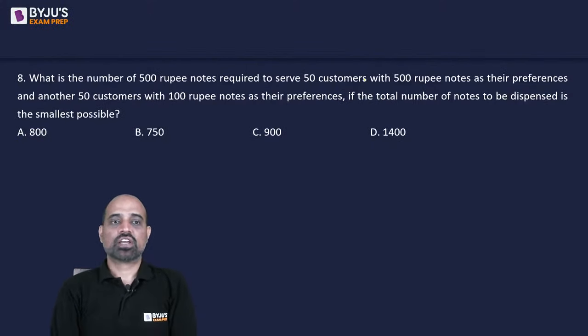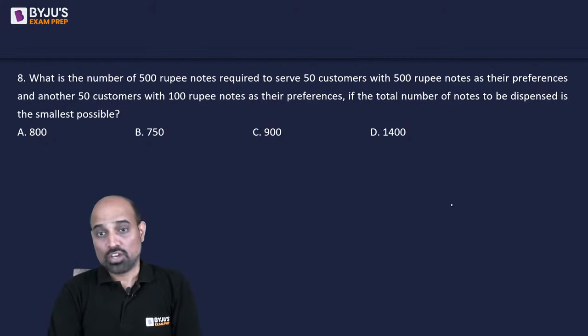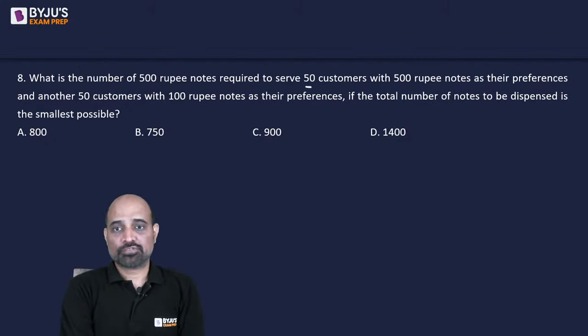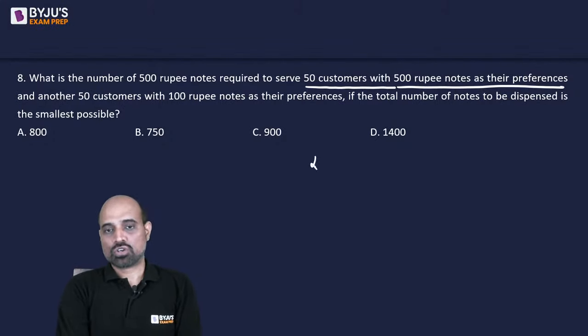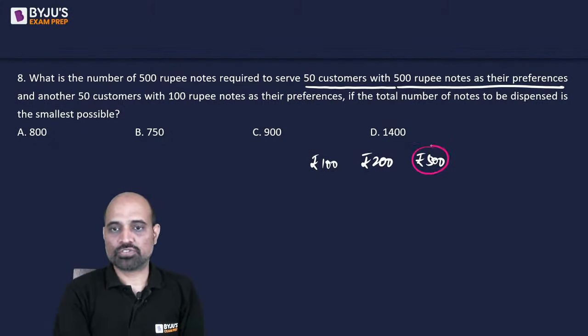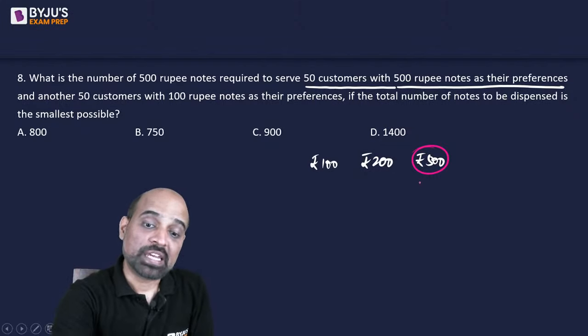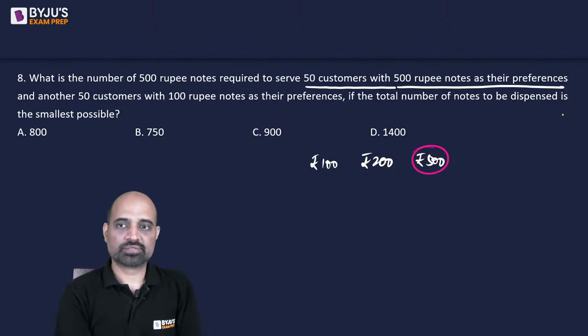Next one. What is the number of 500 rupee notes required to serve 50 customers with 500 rupee notes as their preference and another 50 customers with 100 rupee notes as their preference, if the total number of notes to be dispensed is the smallest possible? So first let's do 50 customers with 500 rupee notes as their preference. So 100, 200 and 500 rupee notes, and the preference given is to 500. We need to minimize the total number of notes, isn't it?